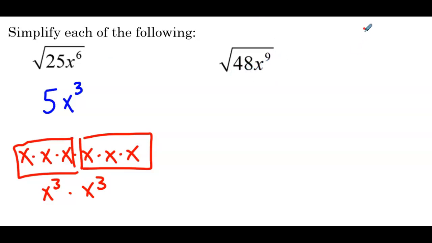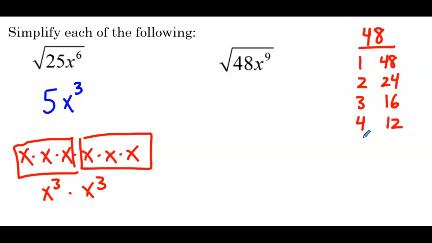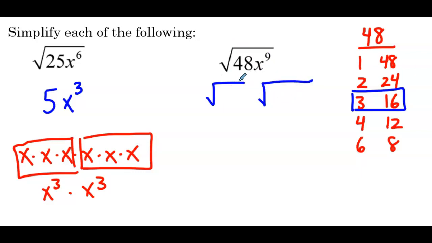So again, for 48, we can write out our factor pairs. So we have 1 and 48, 2 and 24, 3 and 16, 4 and 12, 5, 6, and 8. Okay, so what factor pair has the largest square root factor? So that's going to be right here, 3 and 16. So we're going to express the square root of 48 times x to the 9th as the product of two square roots. So we're going to have a 16 and a 3.